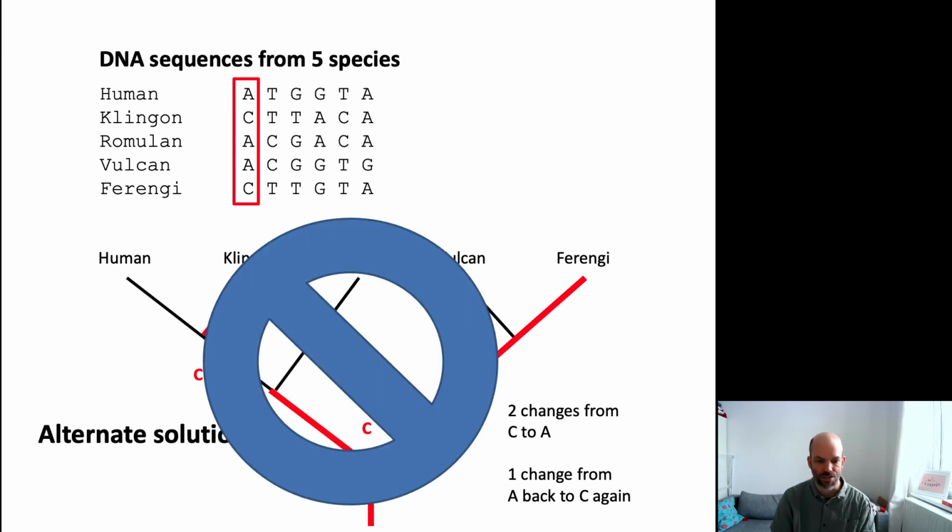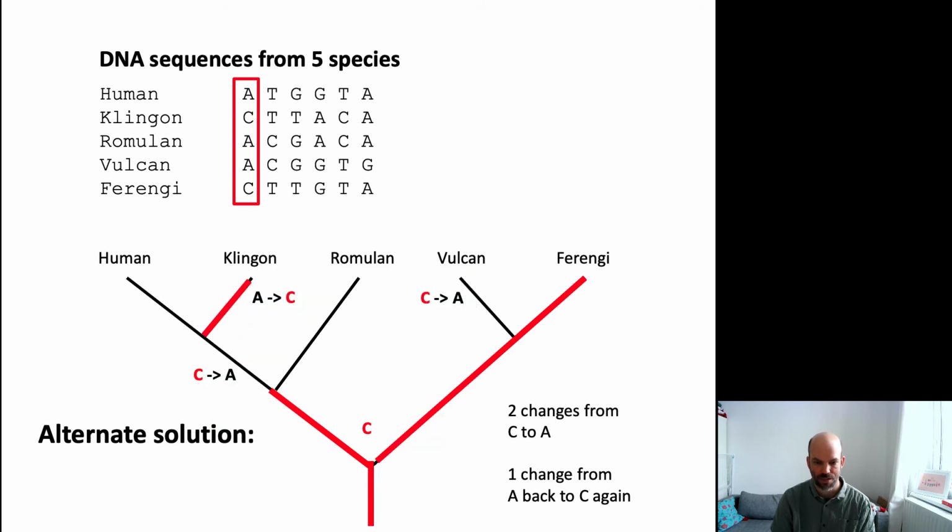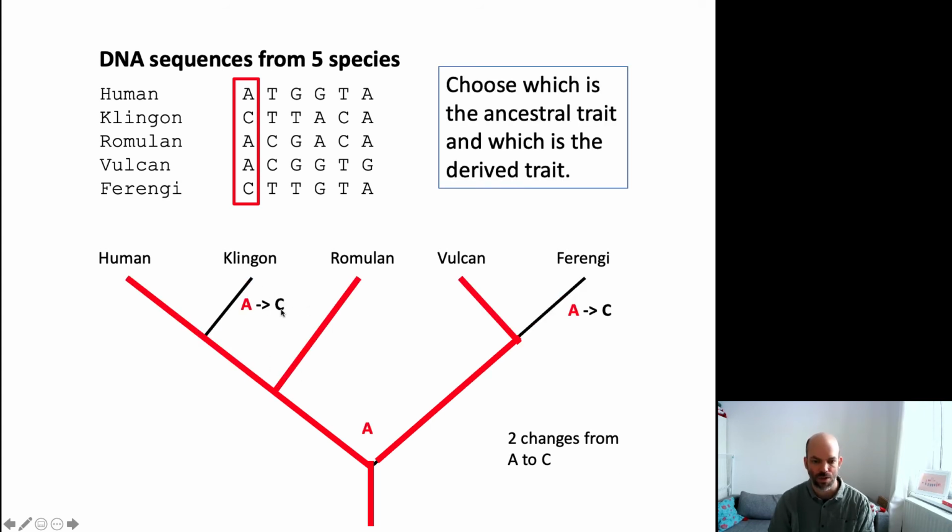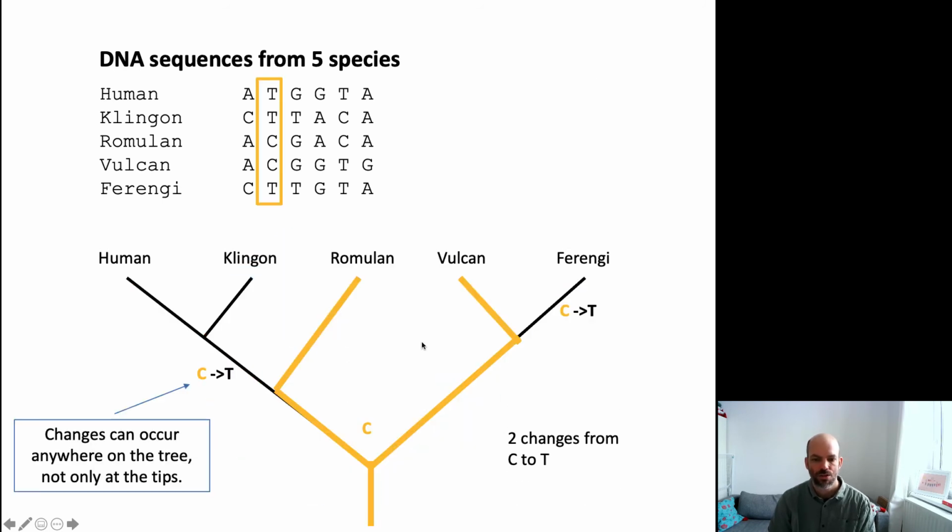Okay, so you would say that this one is worse because it involves more changes. The C has to change to an A and it has to change back to a C, and that does not seem as simple as just one change from A to C. Okay? So you keep doing this for each position.